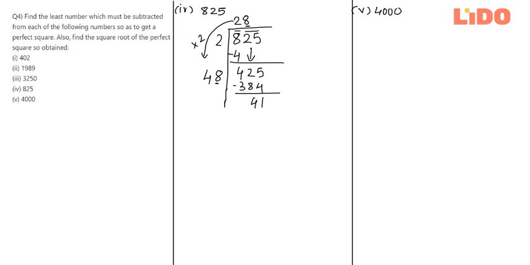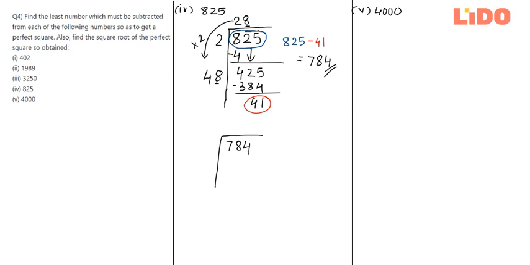Okay, and the dividend is 825. So what do we do to find out the perfect square? We take the dividend and subtract the remainder from it. So 825 minus 41 is equal to 784. This means 784 is a perfect square. Let's find the square root of 784, which is the second part of the question that they've asked.